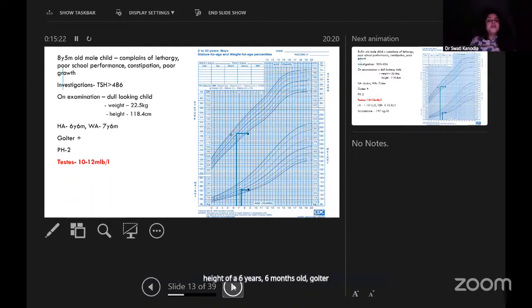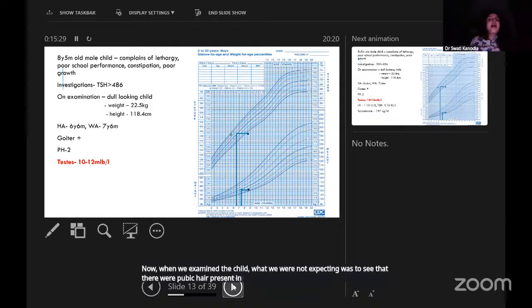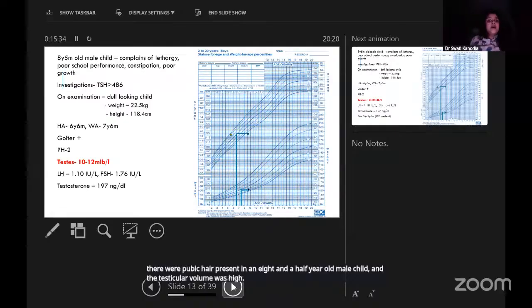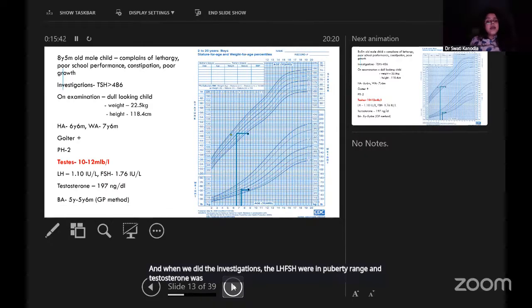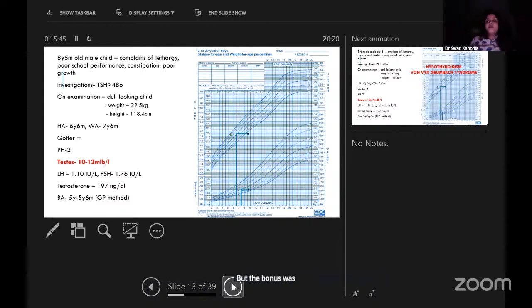Goiter was also present. Now, when we examined the child, what we were not expecting was to see that there was pubic hair present in an 8.5-year-old male child and the testicular volume was high. And when we did the investigations, the LH, FSH were in puberty range and testosterone was also high. But the bone age was only of a 5.5-year-old.